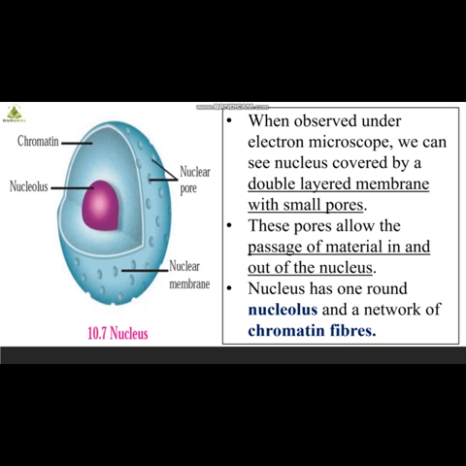The nucleus has one round nucleolus. Can you see this purple colored structure? That is the nucleolus, and there is a network of chromatin fibers. Can you see a lot of chromatin fibers? It is a mesh-like structure of interconnected fibers. That is nothing but chromatin fibers. So nucleolus, chromatin fibers, nuclear pores, nuclear membrane: these are the basic structures of a nucleus.